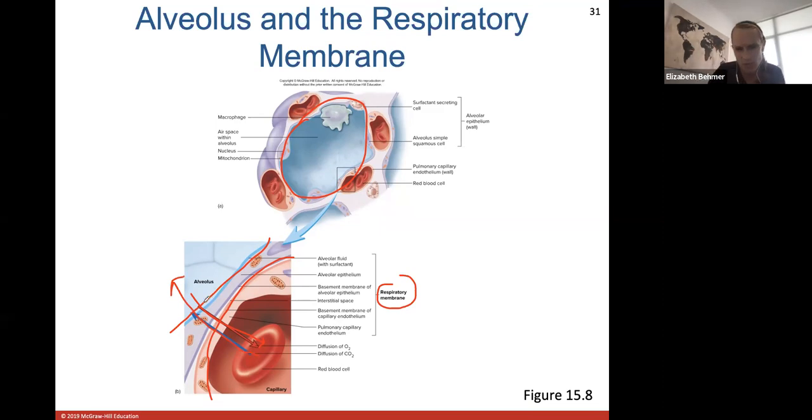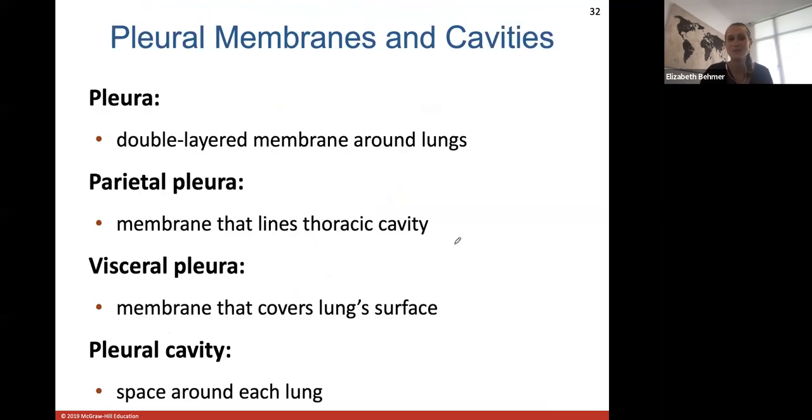So this respiratory membrane shows the different layers between the alveoli and between the red blood cells and the capillaries. So these are all the different things that make up the respiratory membrane. But again, it's incredibly thin so that the diffusion or movement of oxygen and carbon dioxide can happen automatically. There will always be more oxygen in your alveoli. So oxygen will always diffuse naturally into your red blood cells, and carbon dioxide will always diffuse naturally out of the red blood cells into your alveoli where there's less of it.